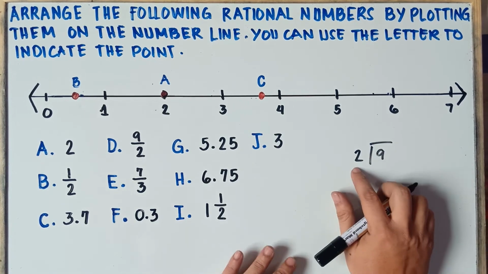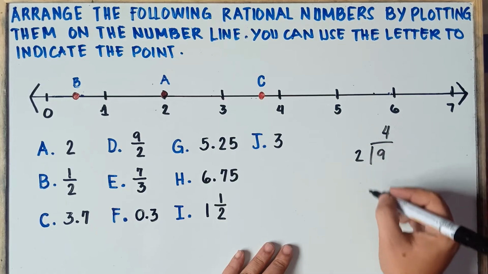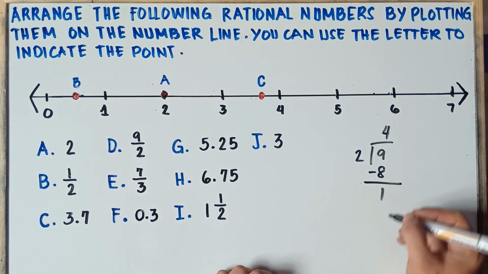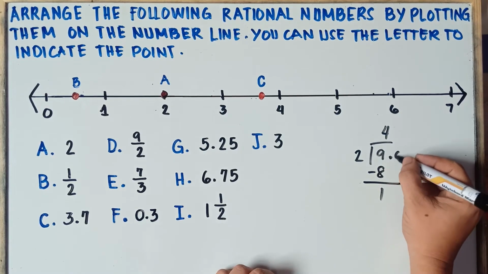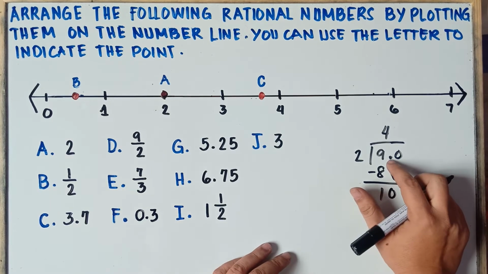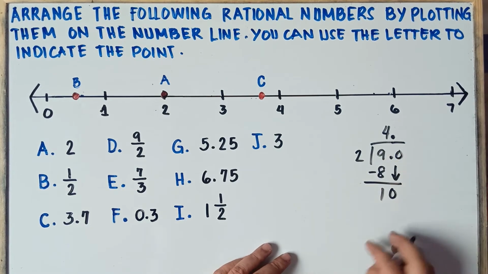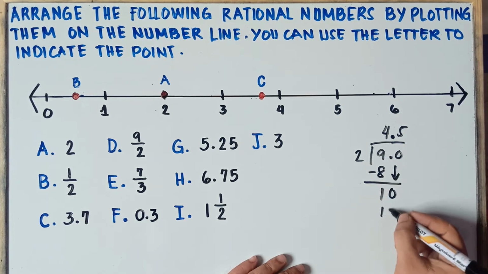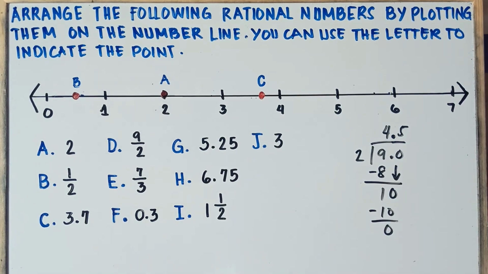So 9 divided by 2, that's 4. 4 times 2 is 8. Subtract, 9 minus 8 is 1. So we need to borrow 1 0. Okay, and then bring down 0. Once again, class, once you put a point, you also put a point on the top. Alright, and this will be 10 divided by 2, that's 5. 5 times 2 is 10, subtract, that is 0. So that would be 4.5.